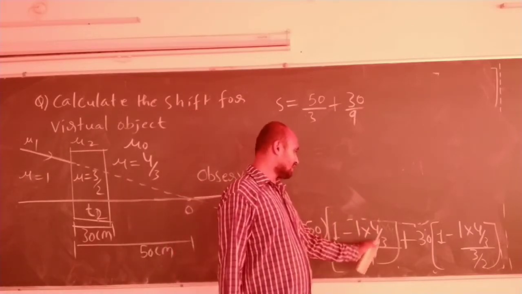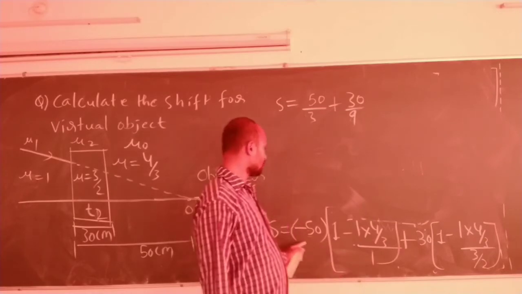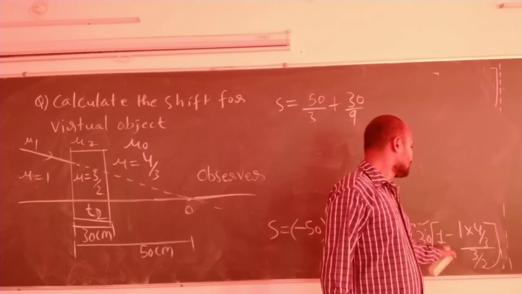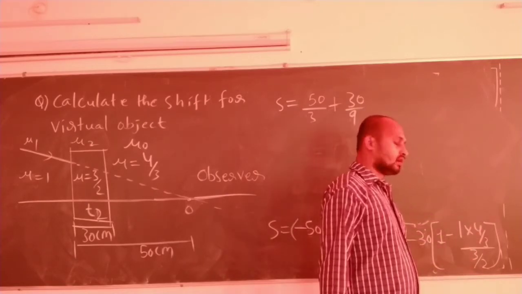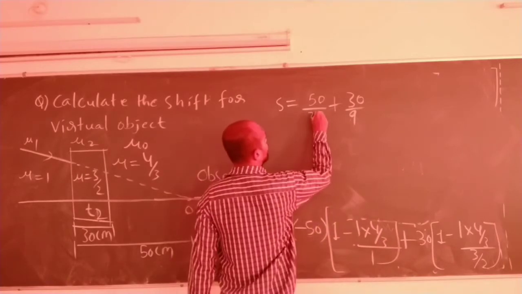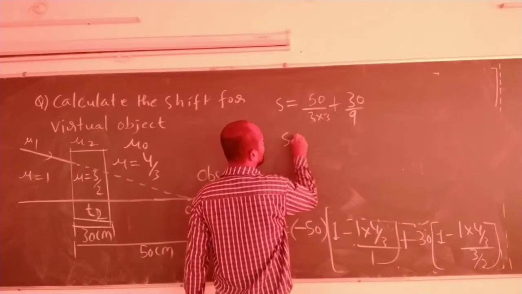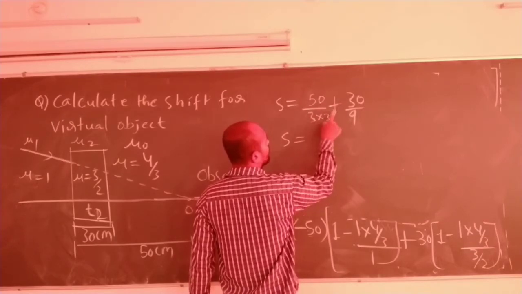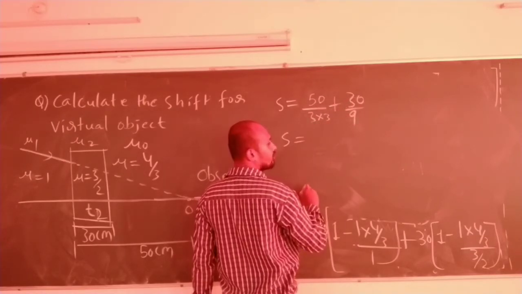4 by 3 minus 1 by 3, 50 by 3, 8 by 9. 9 minus 8, how much? 1. 1 divided by 9, 30 by 9. Multiply by 3. So S is equal to how much will you get? 3 3s are 9, 50 by 9 plus 30 by 9. How much is it?